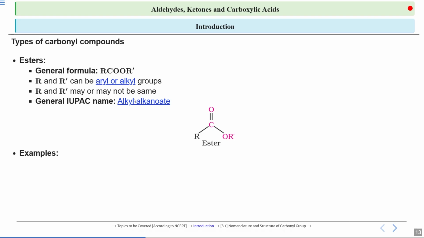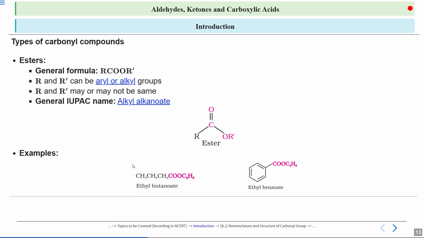so if you see the examples, the first example is ethyl butanoate. Okay, so this is CH3, CH2, CH2, C double bond O, OC2H5. So this is ethyl butanoate, that is butanoic acid plus ethanol. Similarly, if you look over here, this is ethyl benzoate. So it comes from benzoic acid plus ethanol. Okay, so this comes from carboxylic acid plus alcohols.